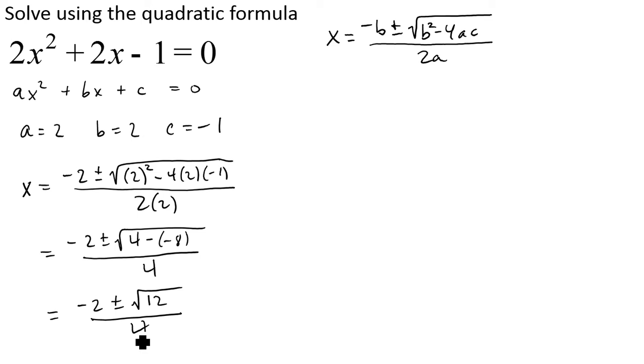And now, even though it might look like 2 goes into everything, this is not a 12 up here, this is a square root of 12. So we can't reduce that 12 over 4. We need to still simplify that square root.